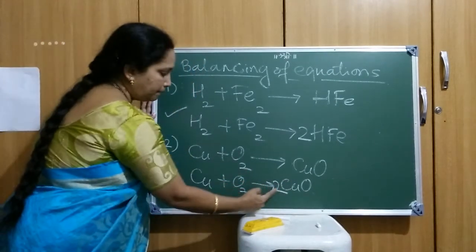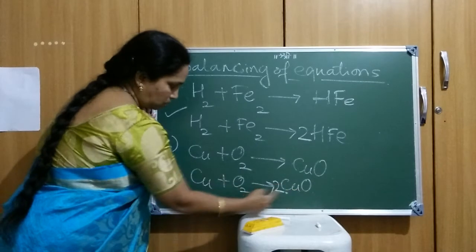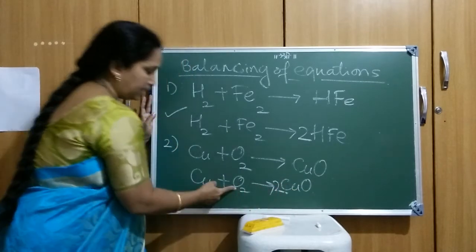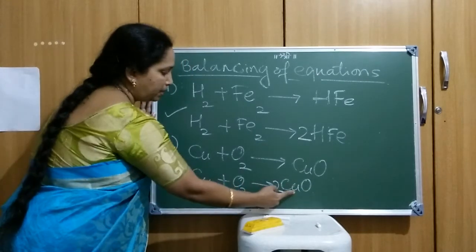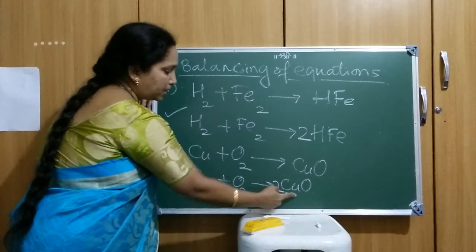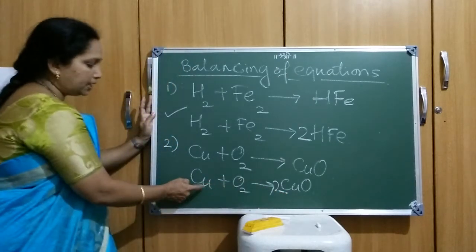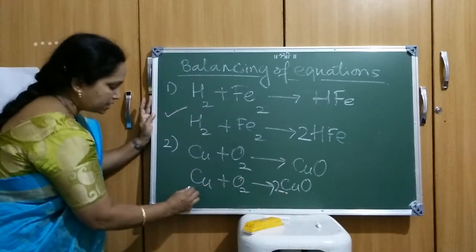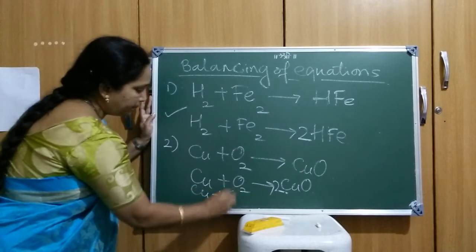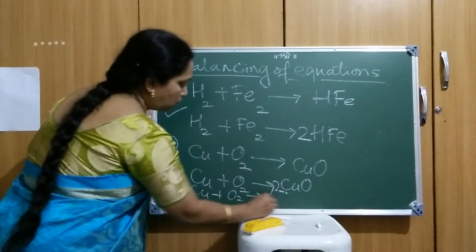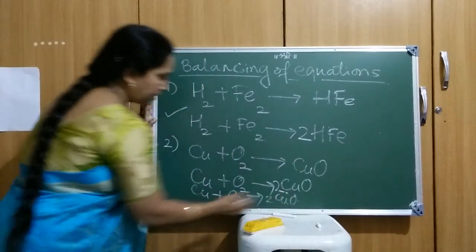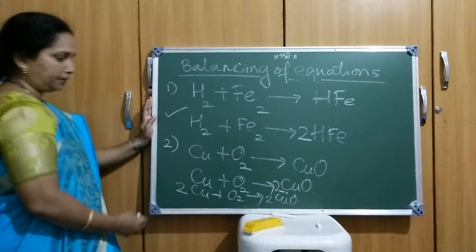Now, oxygen is balanced with the 2. Here also 2 oxygen is there. What about copper? Here on the right hand side, that is the product side, 2 copper are there. So here I should write, that is the next step I write down: copper, oxygen, give out 2 CuO. So I'll write down 2 over here.